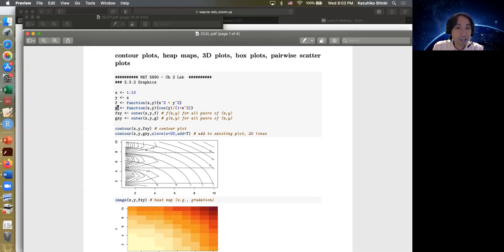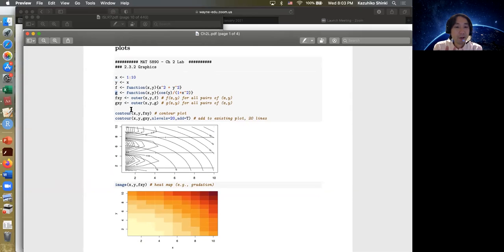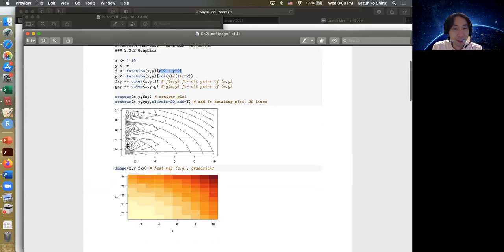And the second function g is more complicated: cosine y divided by 1 plus x squared. Then we want to have the contour plot. Obviously, the first one is x squared plus y squared, so the contour is a circle. Actually, the scale is a little different, so we can see an ellipse here, but you can see this is a circle if you consider the scale. So these are circles. This can be made by the contour function: contour(x, y, f(x, y)).